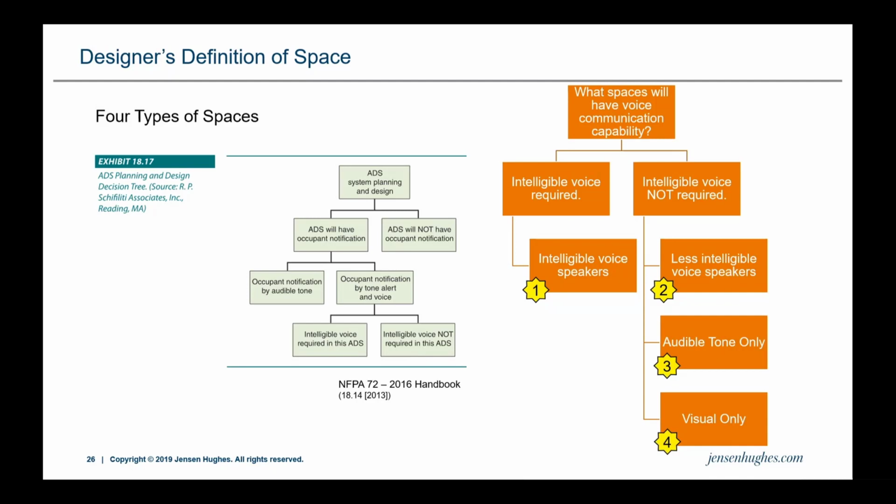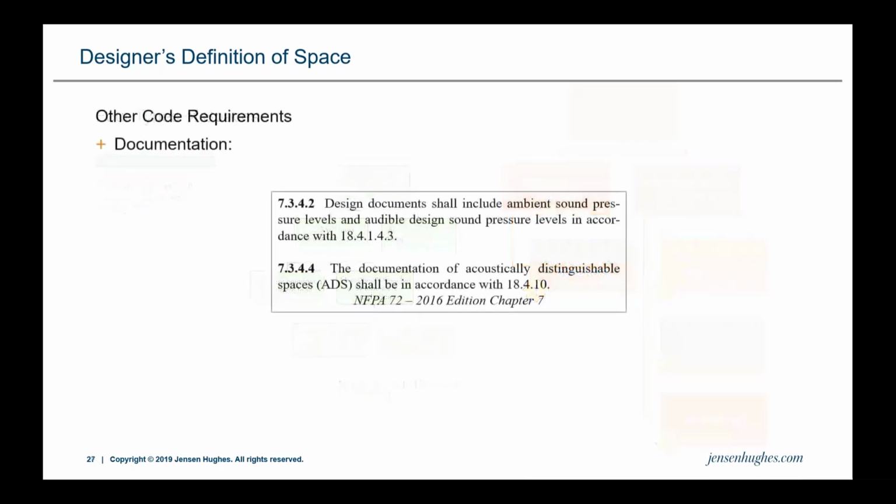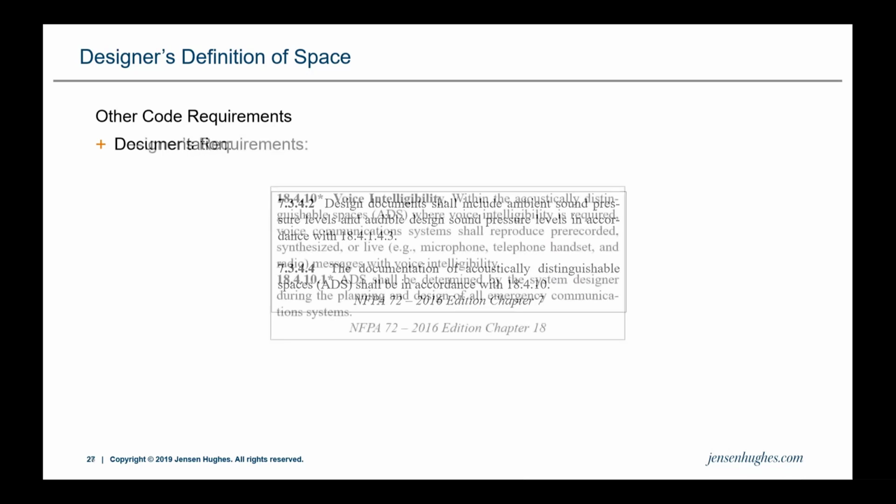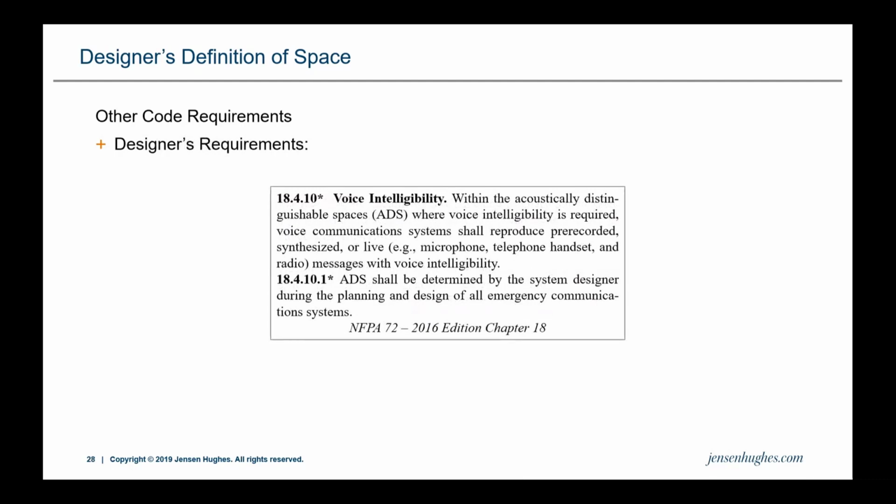And it's really just a decision tree to kind of help you see how to break down the spaces that you want to design. Now, again, we understand that a designer must document what they're doing. So they have to include this ambient sound pressure level and audible or alarm design sound pressure level, and they have to document the acoustically distinguishable spaces. Now, Chapter 18 states that acoustically distinguishable spaces must be determined by the system designer during the planning and design of any emergency communication system.